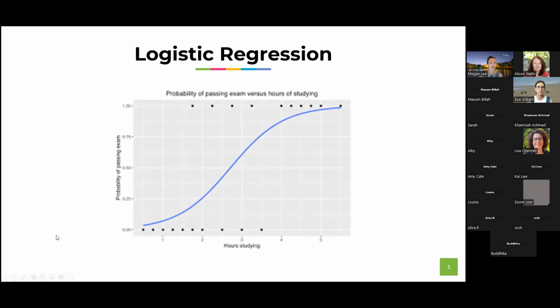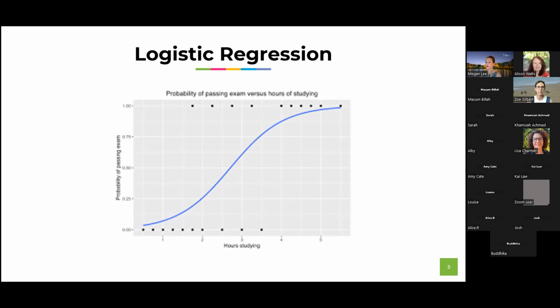All right, any questions about the different types of regression before we move on? Yes, good. Feel free to put your microphone on if you like, Albie. Or type, anyway is fine.